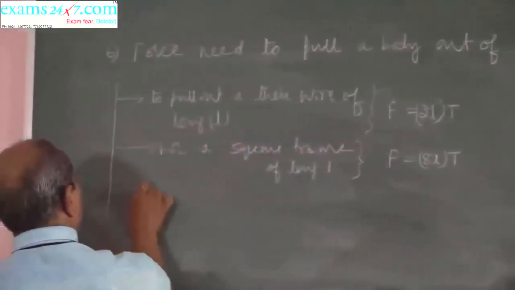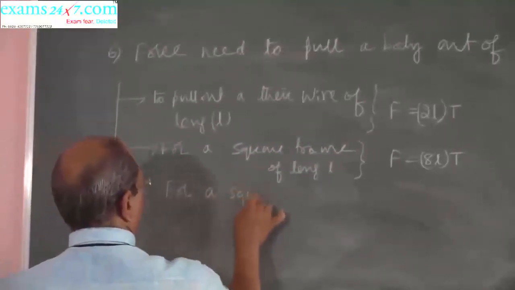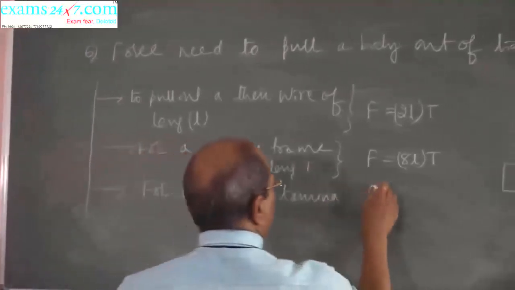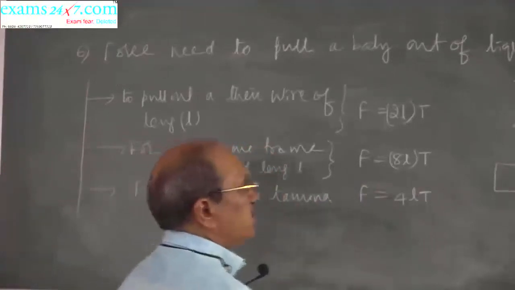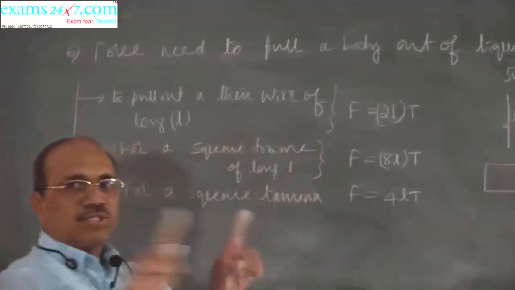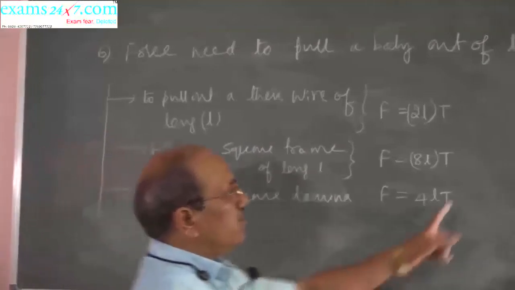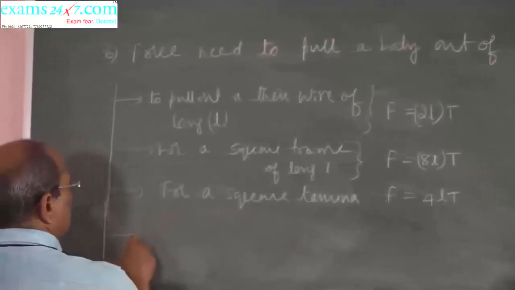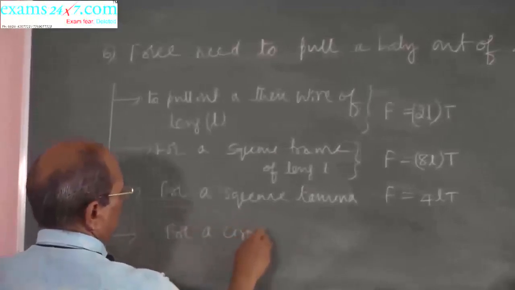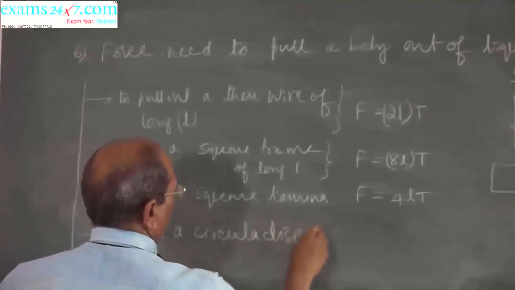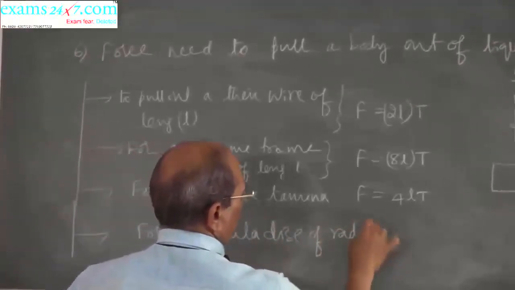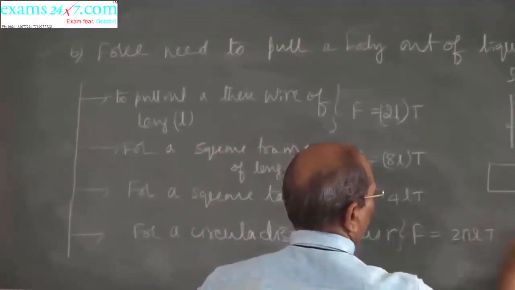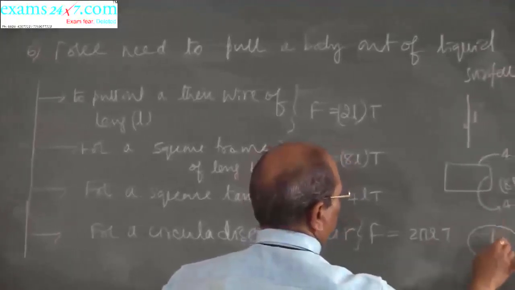At the same time, for a square lamina, meaning a thin plate of length L, it is just 4LT, because only the outside surface is involved, the total circumference being 4L, times T. Similarly, for a circular disc of radius R, to pull it out the force is 2πRT.